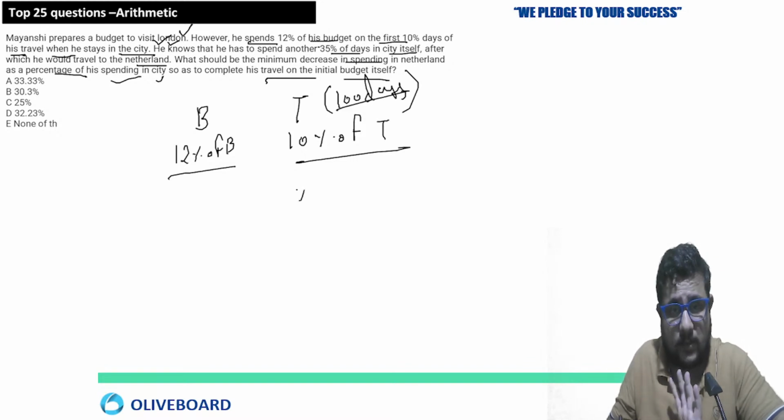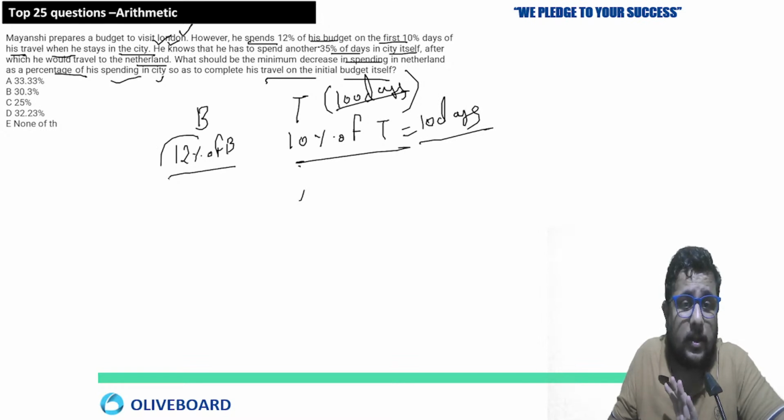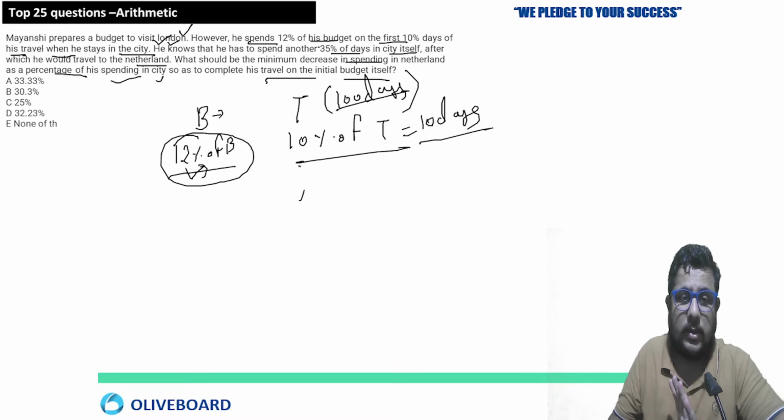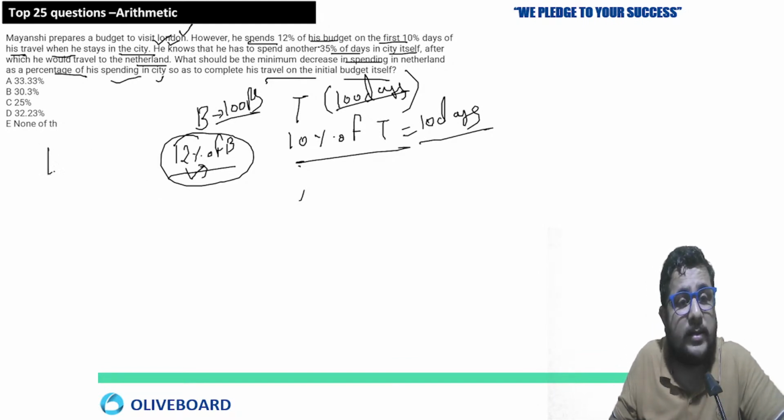Okay. So 10% means 10 days, for the first 10 days, right? He spent 12% of the total amount, and that was also 100 rupees because nothing is mentioned. So you can even imagine, by percent comparison also it can be done. So for London I am talking about.